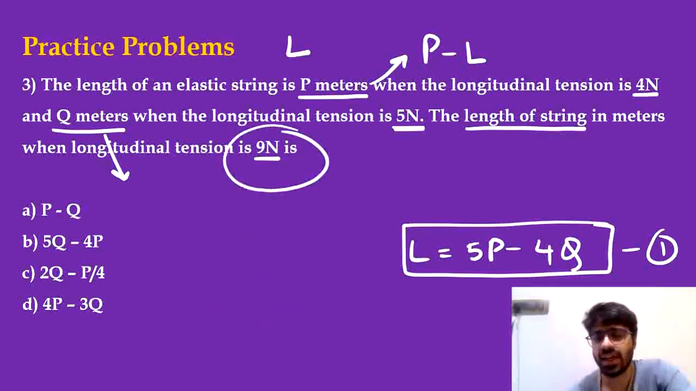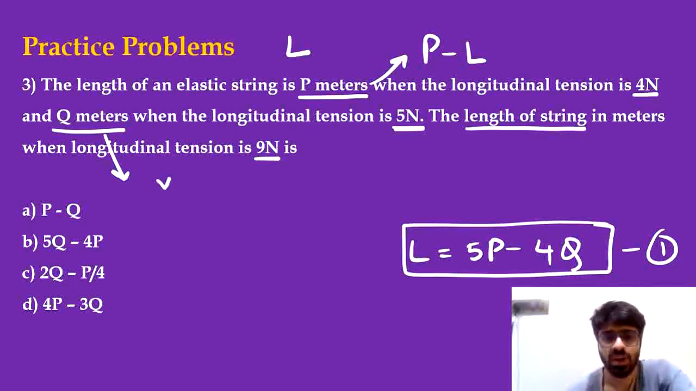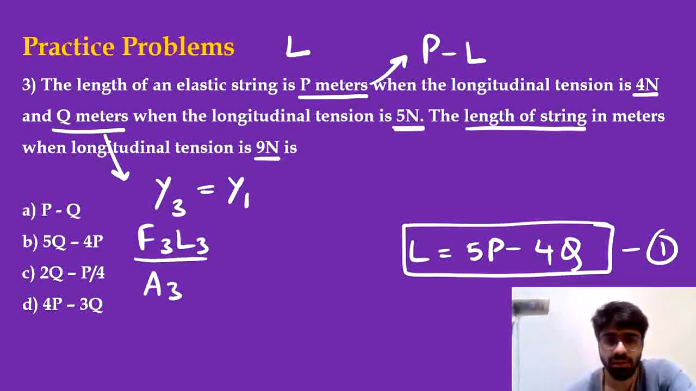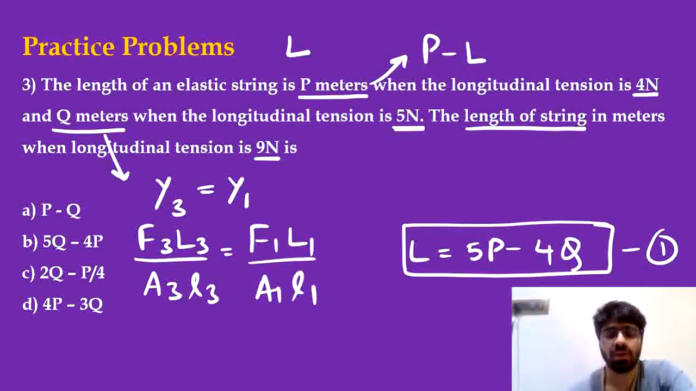If the tension in the string is 9 Newton, let's treat it as case number 3. So we will say Young's modulus in case 3 will be the same as Young's modulus in case 1. Young's modulus in case 3, F3L3 upon A3l3. It should be a small l3 here. On the right you will have F1L1 upon A1l1. The area of cross section for the wire will be the same because in both cases your wire is the same. So let's cancel off that area. Capital L1 and capital L3 is also the same because the original length for the wire in both cases is going to be the same. It's going to be capital L only for both the cases. So we cancel off that L.